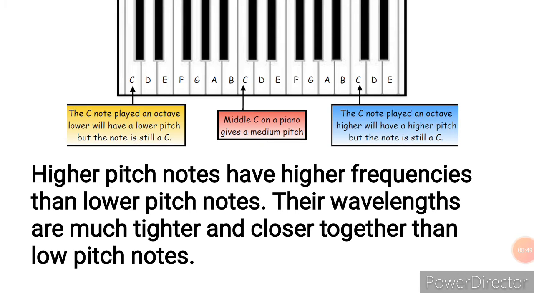We can analyze this using the C key of your keyboard. You know the keyboard is arranged in black and white keys, constantly repeated from left to right, is it not? Look at your first C key. When the C note is played an octave lower, we have a lower pitch. If I play it on the medium scale, it will have a medium pitch. If I play it on the high note side, it will have a high pitch. But it is the same C key. True or false? It is the same C key. That tells you that higher pitch notes have higher frequencies than lower pitch notes.